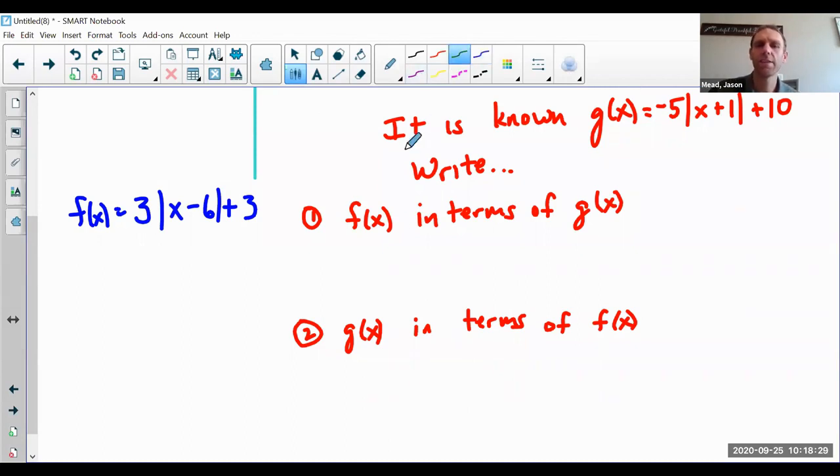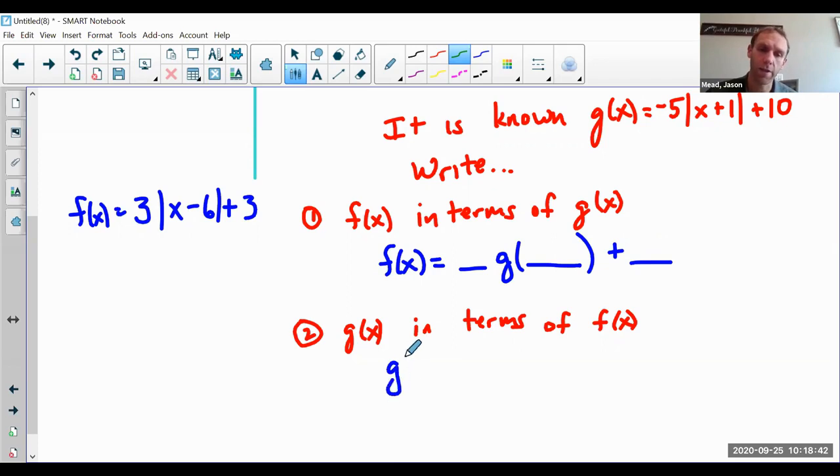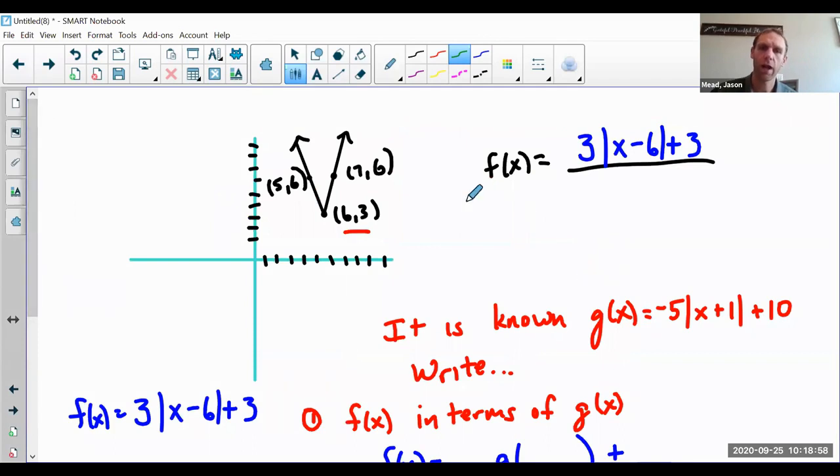That means that this answer for number 1 is going to be f of x equals blah, blah, blah, g of blah, blah, blah, plus blah, blah, blah. That's kind of what it's going to look like, and likewise for this one. So our objective is to figure out what's happening. Okay, so I'm going to graph g on the graph so that we can see what's happening.